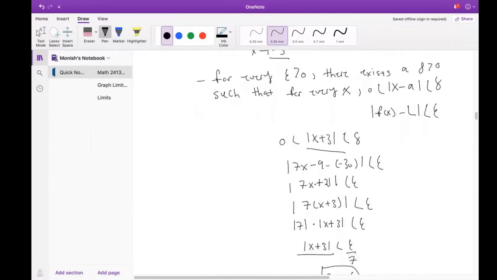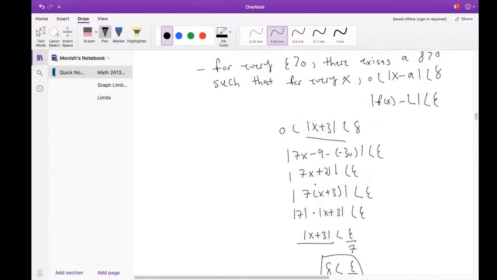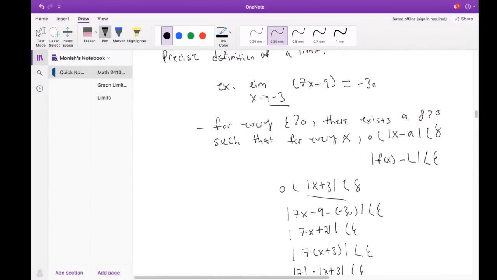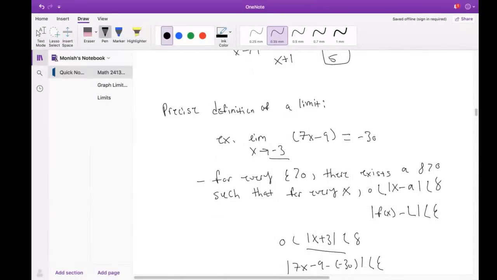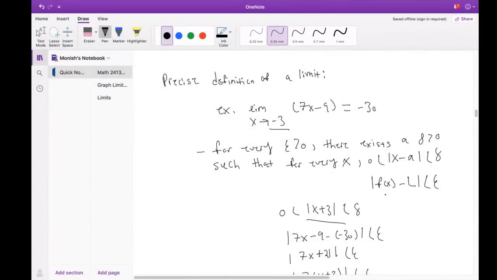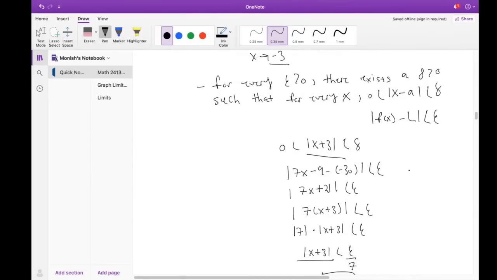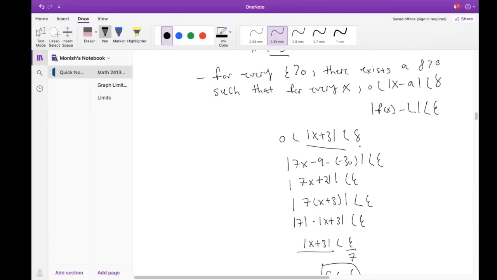The precise definition of a limit, I think one of you had a question about this. So I'll run through this problem again. You know for a fact that the limit as x approaches -3 of 7x minus 9 equals -30. It wants you to write up the delta epsilon statement, which is this statement right here. And then you have to set up a relation between delta and epsilon.